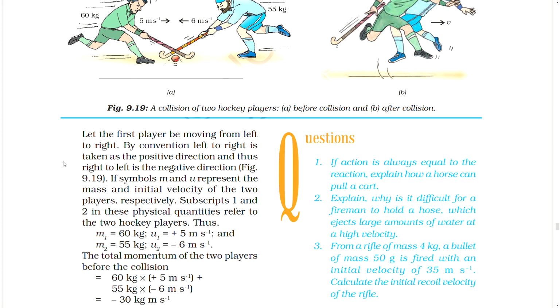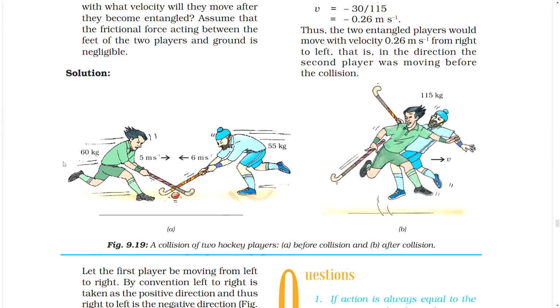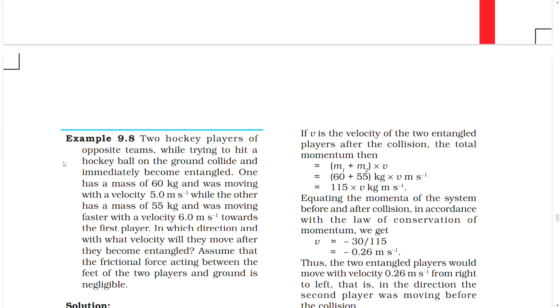The total momentum of the two players before the collision equals 60 kg into plus 5 meters per second plus 55 kg into minus 6 meters per second, equals minus 30 kg meter per second. If v is the velocity of the two entangled players after the collision, the total momentum of them equals m1 plus m2 into v, equals 60 plus 55 kg into v meters per second, equals 115 into v kg meter per second, equating the momentum of the system before and after collision.